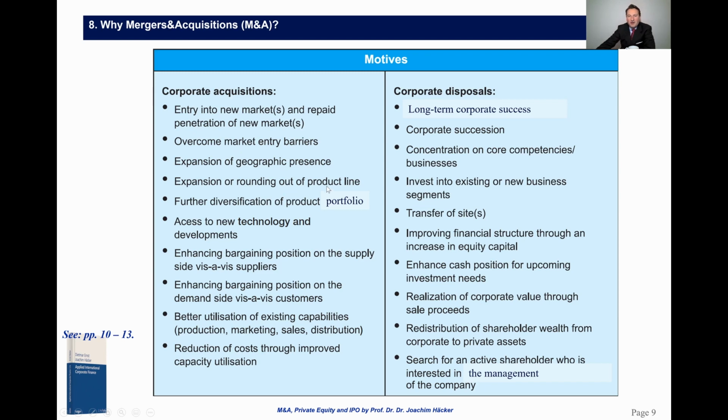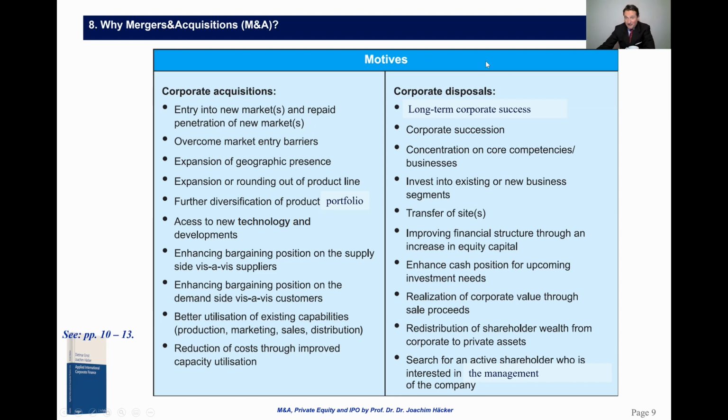We want to round up our product line, diversify our product portfolio. We want to get access to new technology, or work on the supply side or on the customer side. We would like to work on the production, marketing, sales, distribution side. And especially we would like to reduce cost by actually applying economies of scale.